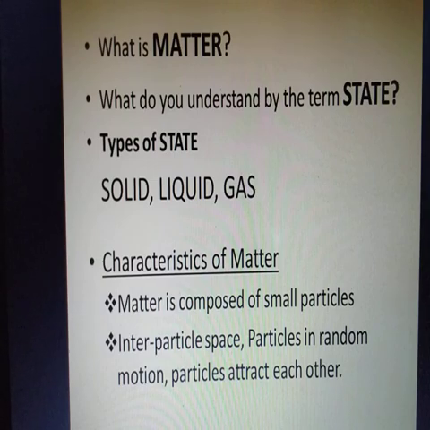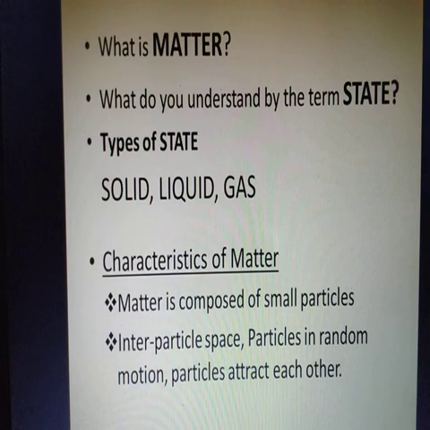Interparticle: these particles share an attractive force between each other. Every particle attracts the other particles. So a force of attraction exists between every particle.